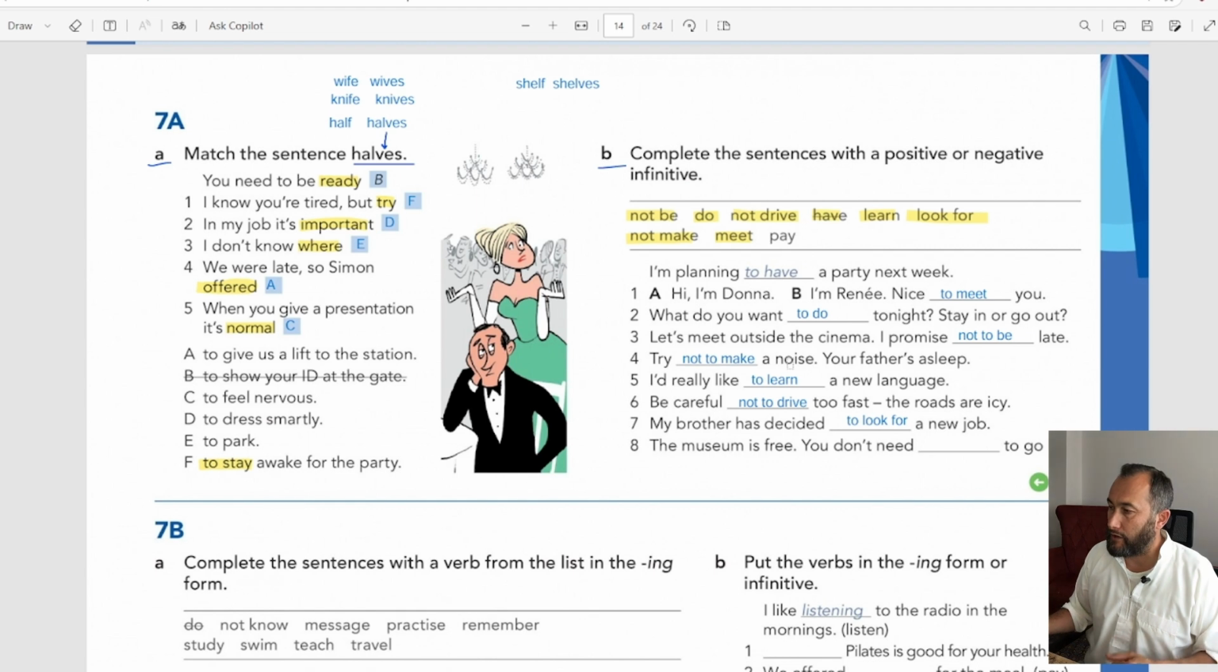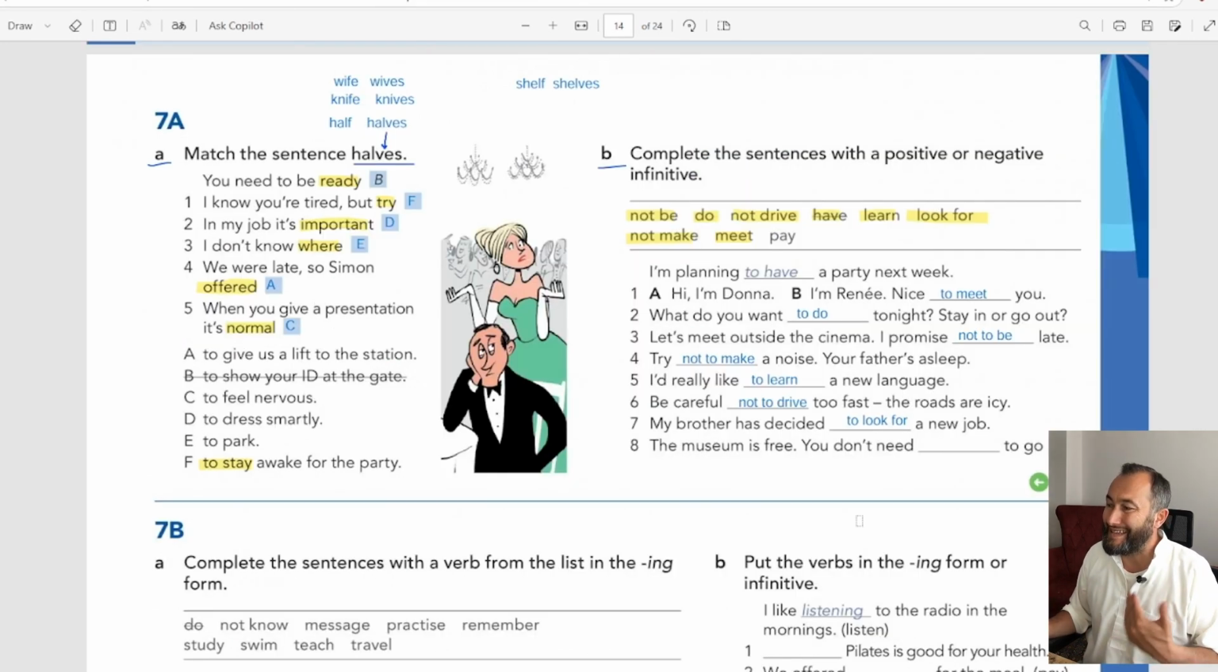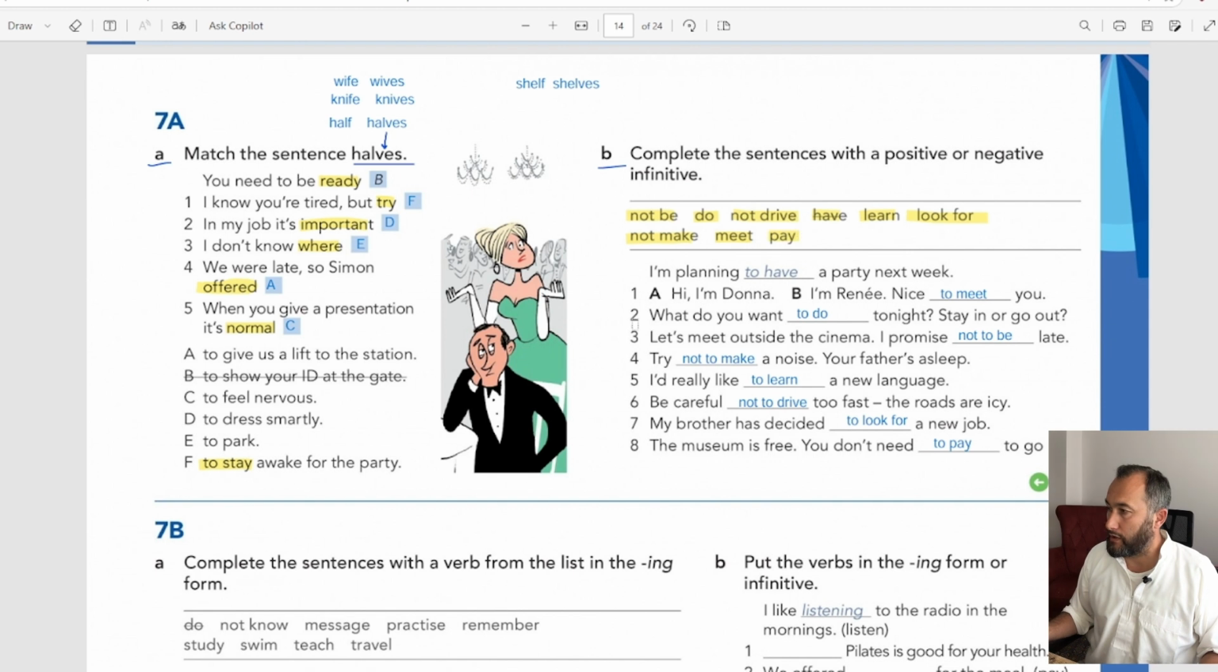We got pay left, obviously. The museum is free, so you don't need. Need is one of these 14 verbs here. Need is number 5. So you don't need to pay to go in. Yeah. So that's it. All done. Perfect. Now we're going to move to 7b.